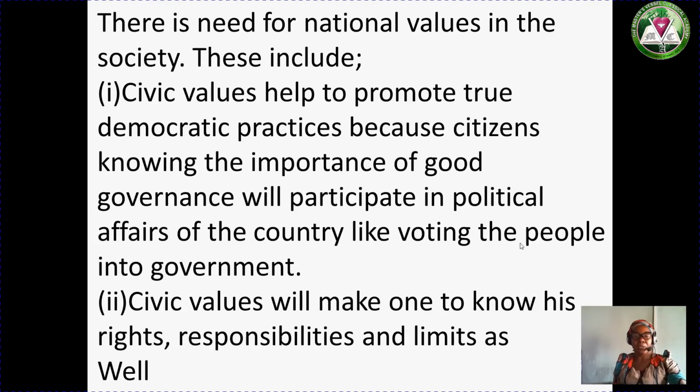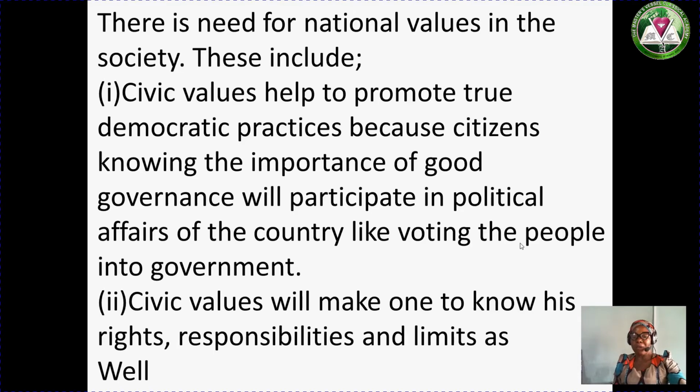Number 1 need is that civic values help to promote true democratic practices, because citizens, knowing the importance of good governance, will participate in political affairs of the country, like voting the people into government. What did I say? I said that one of the needs is that civic values help to promote true democratic practices, because citizens, knowing the importance of good governance, will participate in political affairs of the country, like voting people into government.